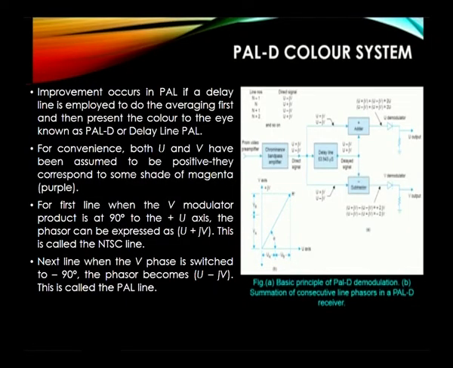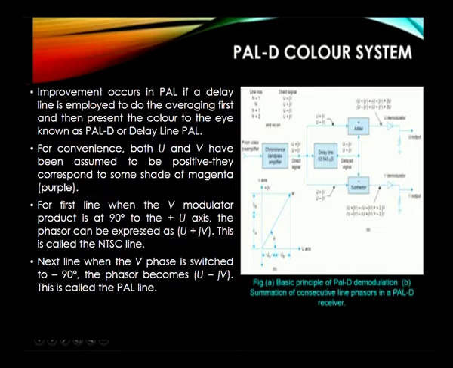The improvement occurs because in the PAL system we have a delay line, which is employed for averaging first and then presenting the color to the eye. The delay line improves the PAL decoder, which is known as PAL-D, or delay line PAL. The delay line is applied here for the chrominance bandpass. This will be helpful for the eye to recognize the color. For convenience, both U and V have been assumed to be positive.